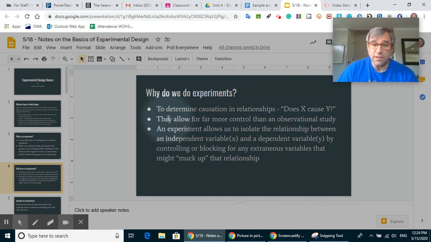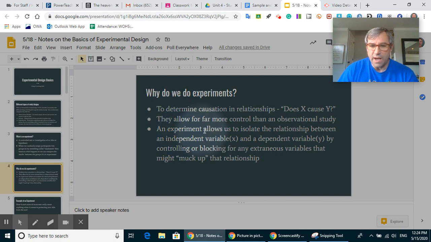The other big thing about experiments, probably the most important concept of experiments, is I'm circling it right here, this word control. You have a lot more control over how accurate your data is going to be with an experiment than you do with an observational study or a survey.